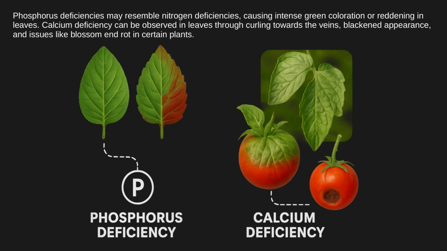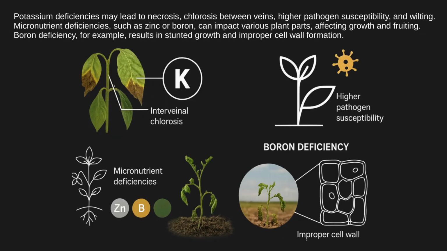Phosphorus deficiencies may resemble nitrogen deficiencies, causing intense green coloration or reddening in leaves. Calcium deficiency can be observed in leaves through curling towards the veins, blackened appearance, and issues like blossom end rot in certain plants. Potassium deficiencies may lead to necrosis, chlorosis between veins, higher pathogen susceptibility, and wilting.